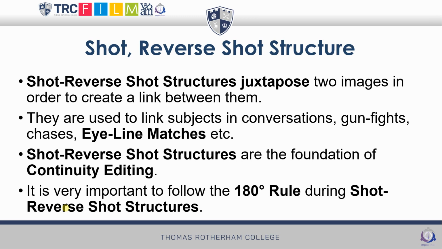So they link subjects in conversation. Person A talking to person B. Gunfights. Person A shooting at person B. Person B shooting back. Chases. Person A chasing person B. Right? There's also a kind of shot reverse shot structure called an eyeline match, which shows you what people are looking at. Okay? So, shot reverse shot structures, as I said, are the foundations of continuity editing, and they're very important. They follow the 180-degree rule, otherwise they will stop making sense.